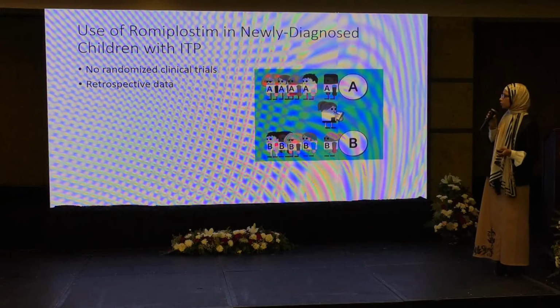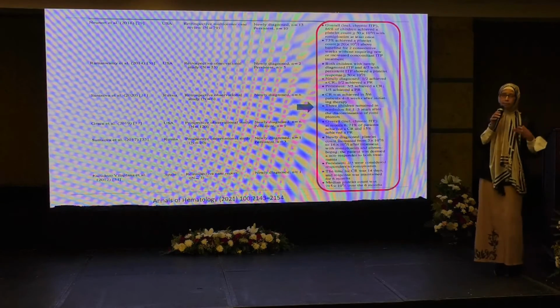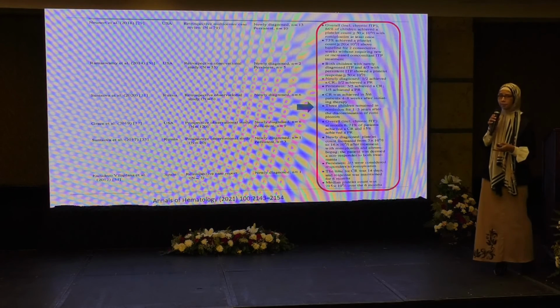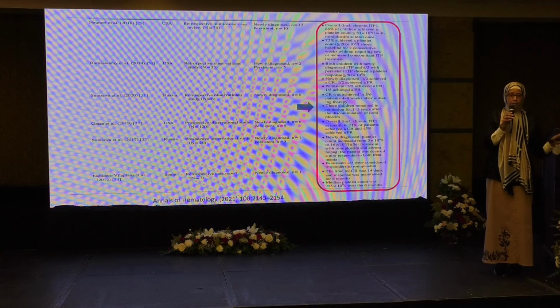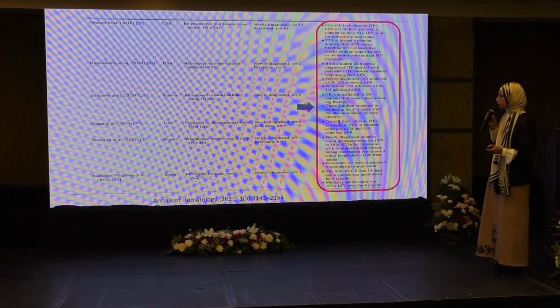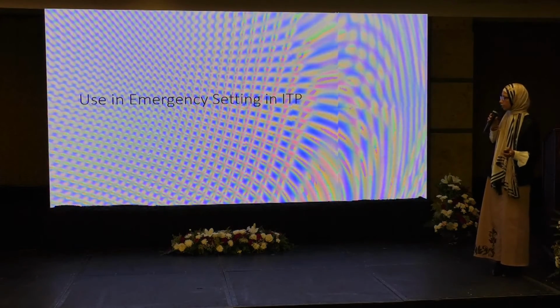What about Romiplostim in newly diagnosed ITP? There's no proper randomized trial, but there are many retrospective data about its use in newly diagnosed ITP with proper efficacy. And I know that there are other lines in newly diagnosed, but sometimes, if the patient failed steroids or failed intravenous immunoglobulin, the second line is Romiplostim or Eltrombopag, used upfront after steroids and intravenous immunoglobulin.